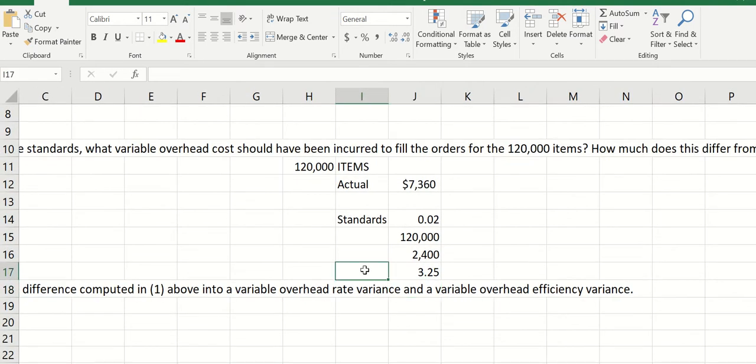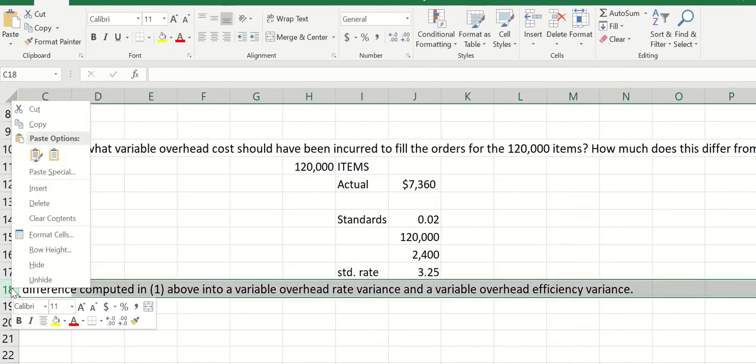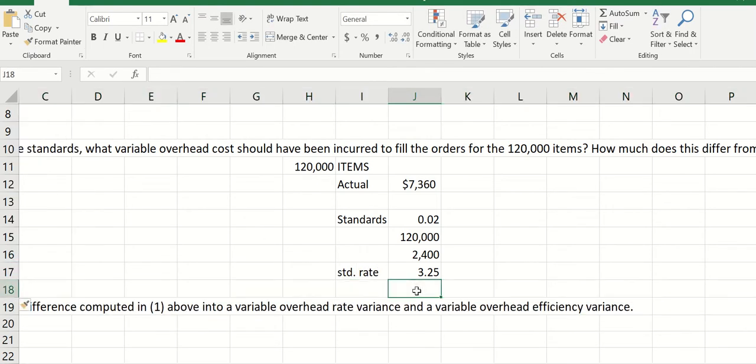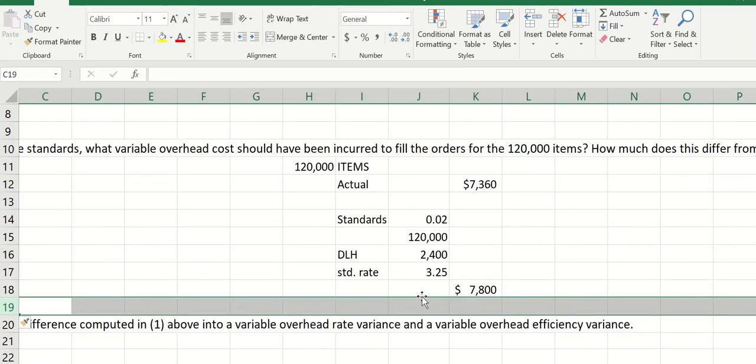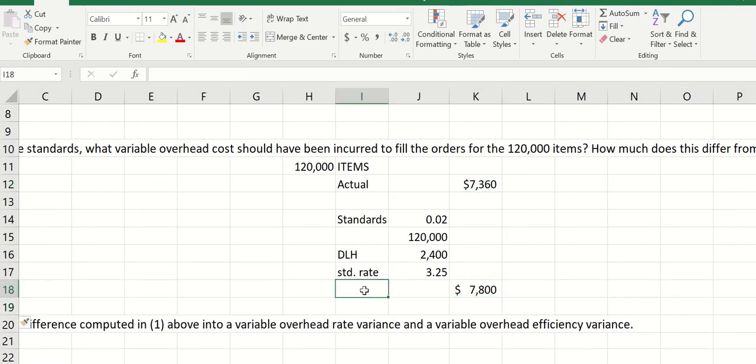My standards tell me that it's $3.25 per direct labor hour. Zoom in a little bit. So this is my standard rate. And so how much should I be using? So this many direct labor hours times my standard rate. Direct labor hours is our driver for variable overhead, so I should be using 7,800. Actual is 7,360, and this would be my budgeted amount or standard amount.